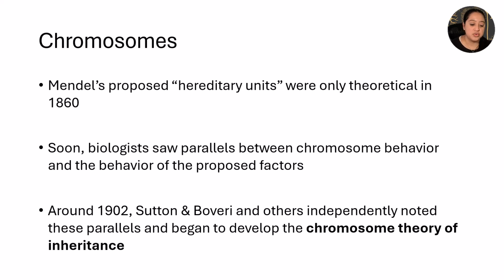To continue this story of how scientists came up with all this, around 1902, Sutton and Boveri, as well as others, independently noted these parallels, and they came up with the chromosome theory of inheritance to try to make sense of all this. The chromosome theory of inheritance is basically putting into words that it's chromosomes that we inherit. Those are the actual things, the hereditary units.